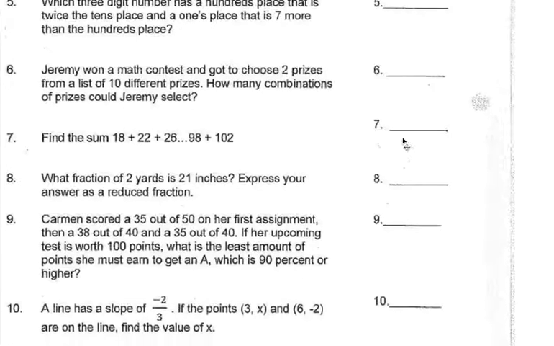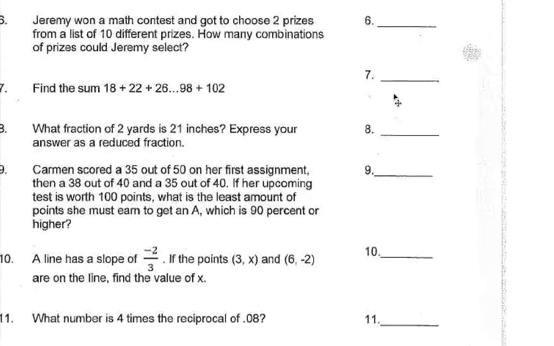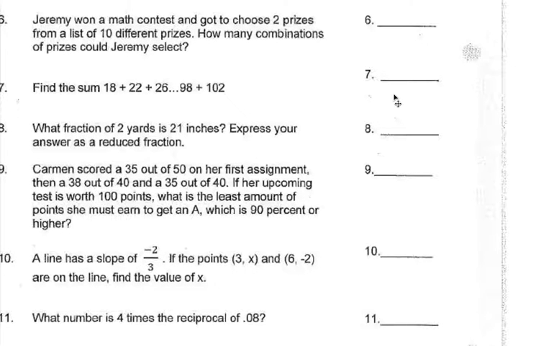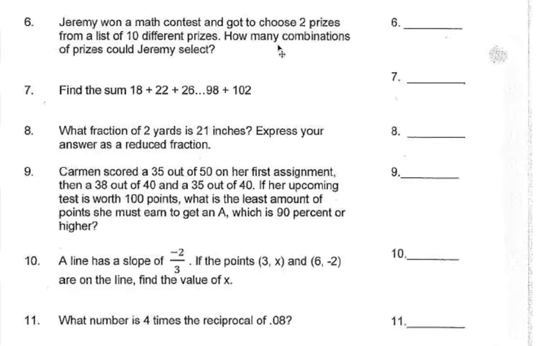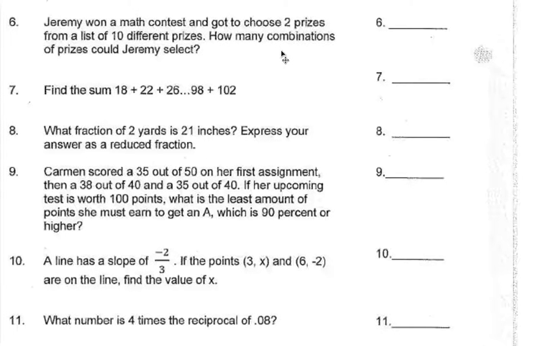Number 6. Jeremy won a math contest and got 2 prizes from a list of 10 different prizes. He was very excited. He really wanted to get the Smarties. How many combinations of prizes could Jeremy select? Well, this is a straight combination, and I would normally caution you from just seeing the word combination, because sometimes that can be misleading.